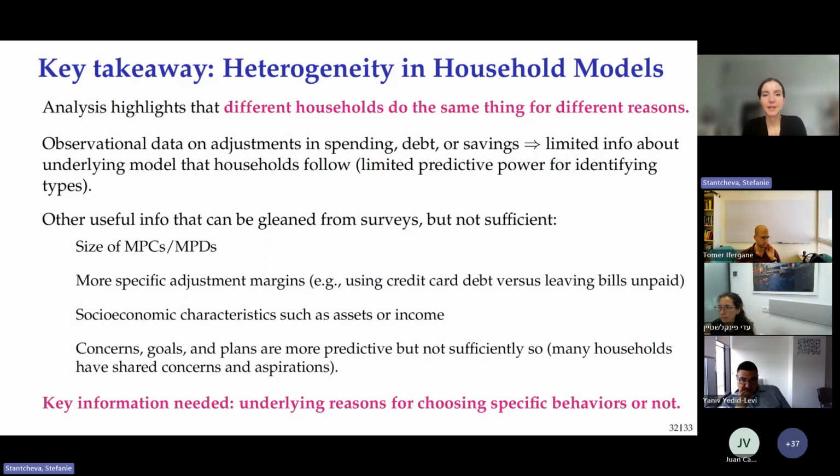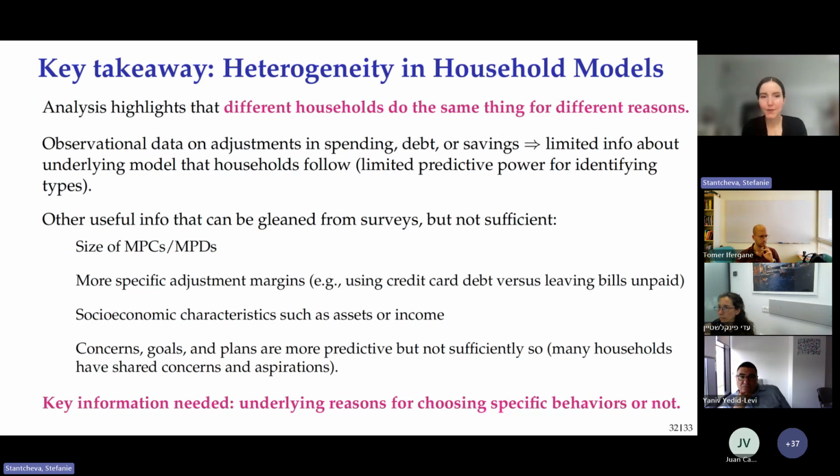So I think our analysis reflects that you might do the same thing, as in you might have the same MPC for very different reasons. And observational data that just gives us adjustments in spending, debt, or saving will give us very limited info about the underlying model that households follow. So it will have very limited predictive power for identifying types.